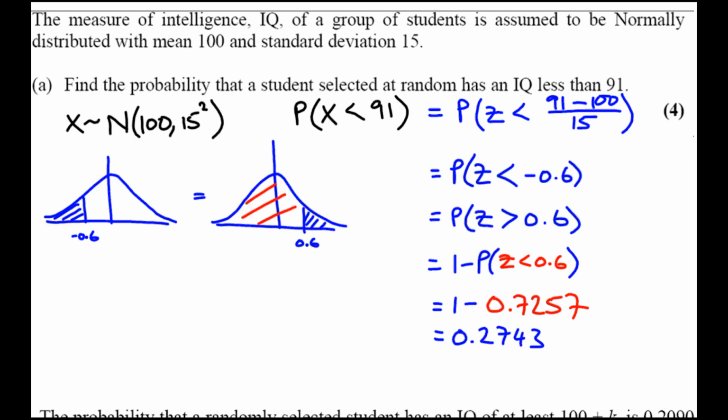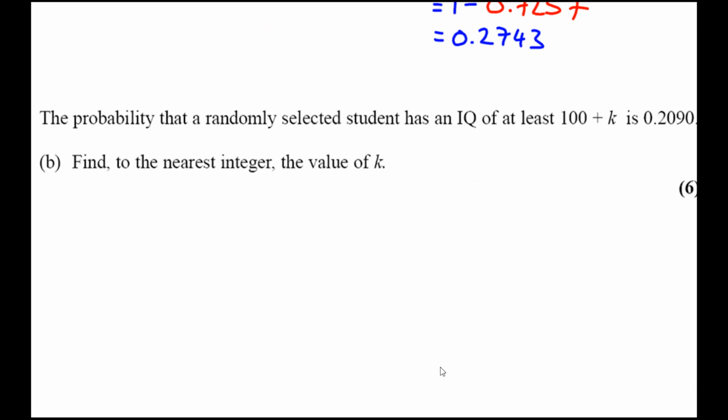All right, and the probability I'm looking for, 0.2743. Have a think, does it make sense? Yes, it's smaller than 50% like I anticipated to begin with. That's the value that I'm looking for. Okay, and taking that on.